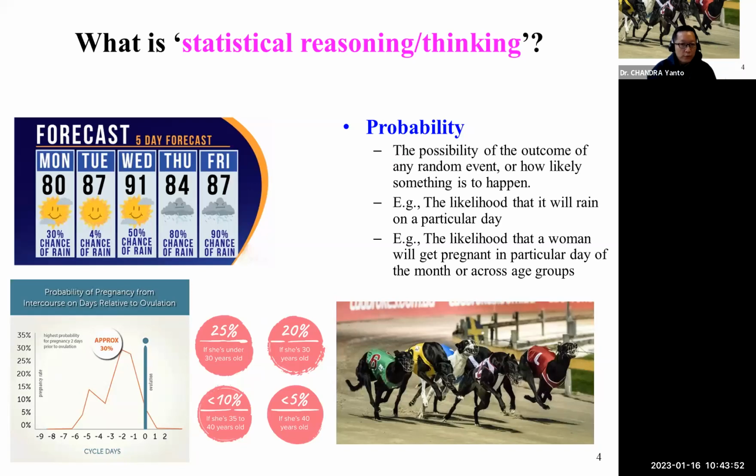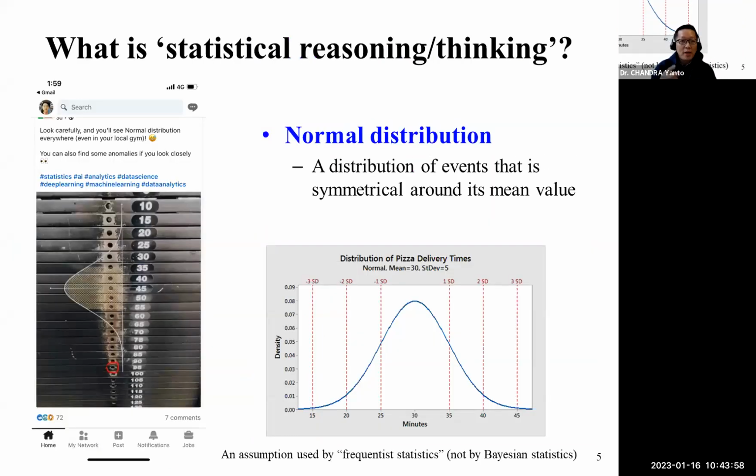So all these things are about probability. Statistical reasoning is really very much part of our life. Now let me ask you, how many of you go to the gym, push or pull heavy things? A good way to understand the second part of statistical reasoning, which is about the distribution of particular events or data, is this.